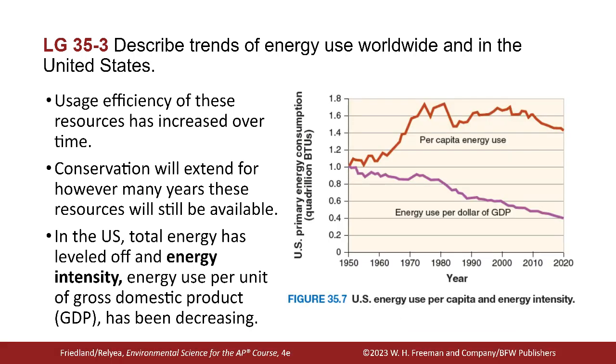All right, so 35.3. So usage efficiency over these resources has increased over time. Conservation will extend for however many years these resources are available. In the U.S., total energy has leveled off, and energy intensity, which is the energy used per unit of gross domestic product, has been decreasing. Okay, so overall, that's saying that the United States is using less energy per person, but instead of declining, it's doing more level off because our population is growing. It's the same thing we just looked at with Australia versus China, right? Australia are using more per person, but they don't have as big a population. China is using less per person, but they have a giant population. Okay? So they balance each other out.